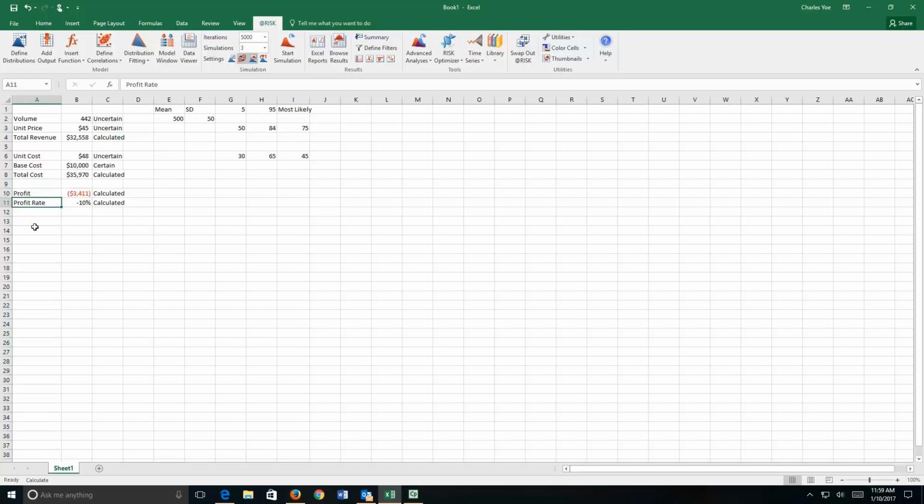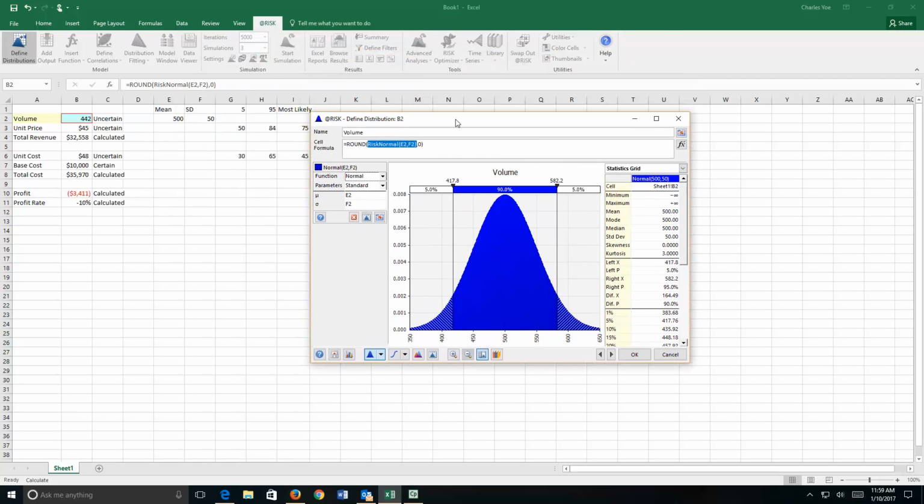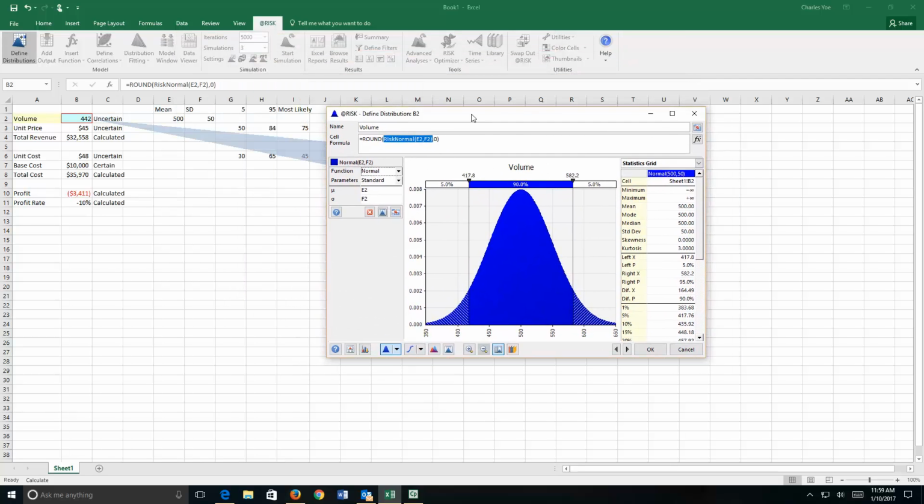Notice that the base cost is certain and our other three inputs, volume, unit price, and unit cost, are all uncertain. So let's examine these distributions. The distribution of volume is a normal distribution with a mean of 500 and a standard deviation of 50.